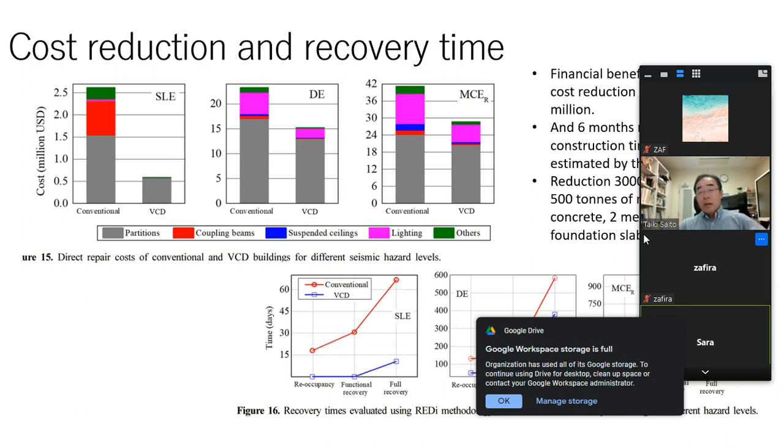This is the Megatall's performance improvement for the VCT's structural and substantial. The net cost reduction benefit is estimated at $20 million, and a saving of 6 months in construction time was also estimated by the design team.